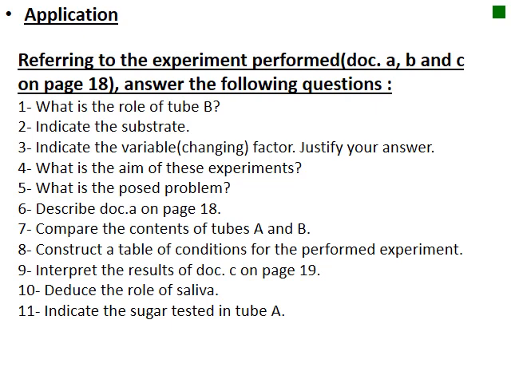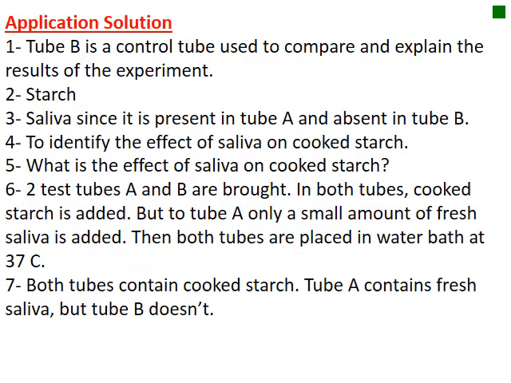Describe document A on page 18 using the passive voice for sure. Compare the content, construct a table, interpret, deduce the role of saliva, indicate the trigger. So tube B, as I said, is a control tube. It's used to compare and explain the result of the experiment.